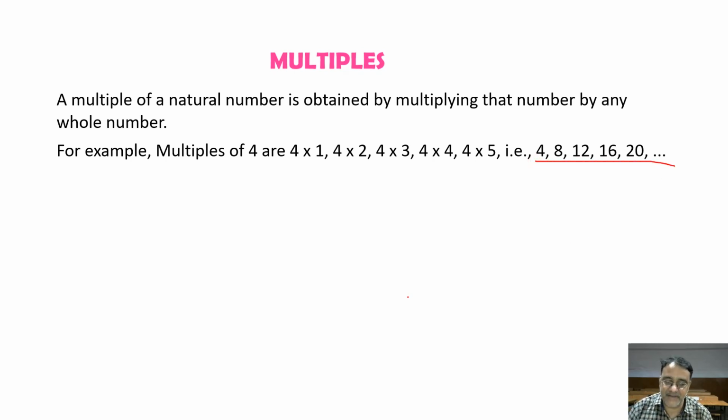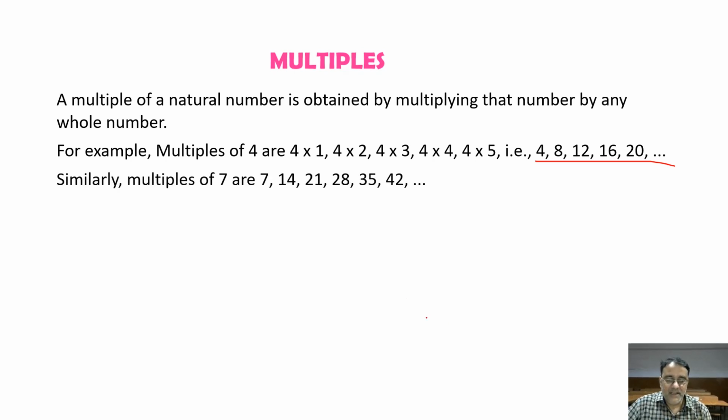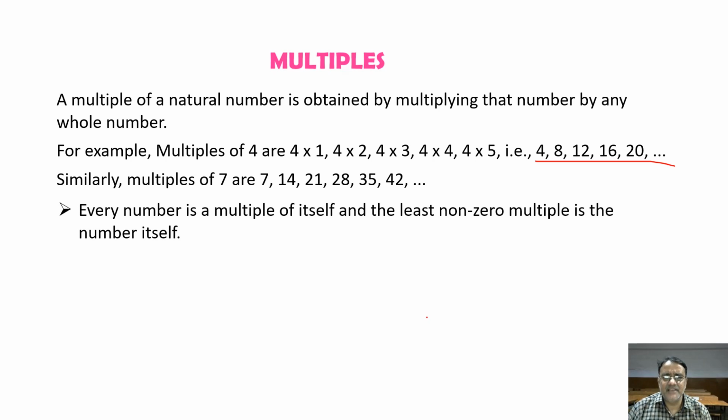Similarly, multiples of 7 are 7, 7 2s are 14, 7 3s are 21, 7 4s are 28, 7 5s are 35, and so on. And every number is a multiple of itself. And the least non-zero multiple is the number itself. Like the multiple of 4 will be 4, the multiple of 7 is 7, right?